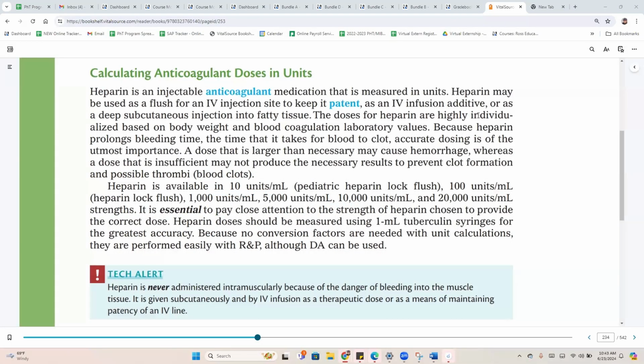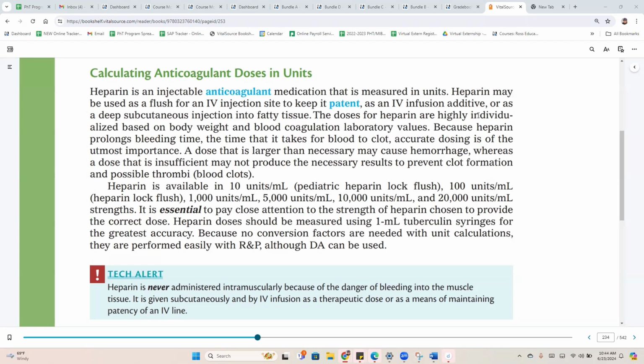Heparin is an injectable anticoagulant medication that is measured in units. Heparin may be used as a flush for an IV injection site to keep it in, as an IV infusion additive, or as a deep subcutaneous injection into fatty tissue. The doses for heparin are highly individualized based on body weight and blood coagulation laboratory values. Because heparin prolongs bleeding time, the time that it takes for blood to clot, accurate dosing is one of the most important.